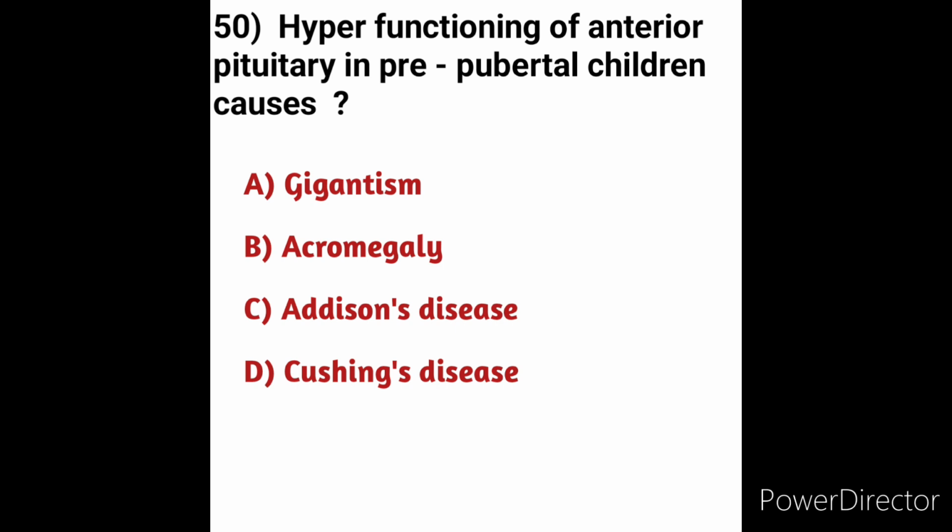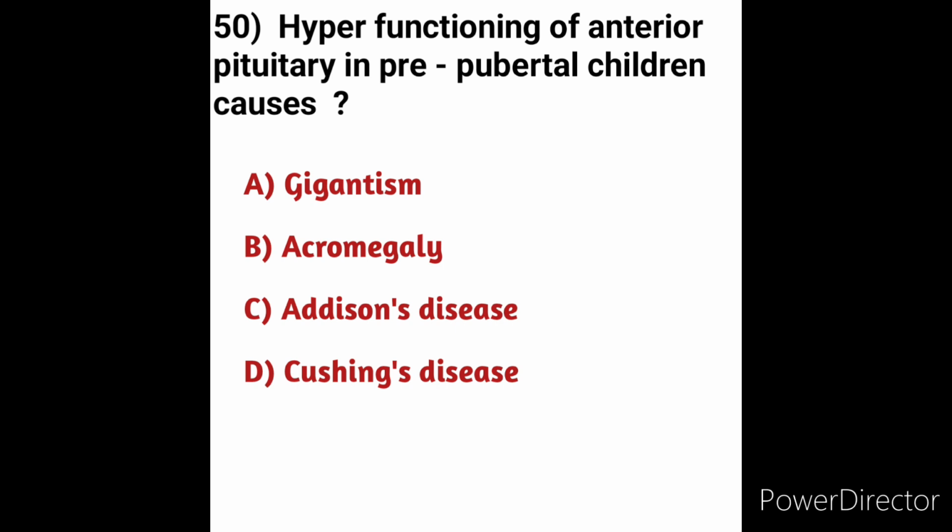Here we discussed gigantism. Next we will discuss acromegaly, option B. Acromegaly is a hormonal disorder that develops when the pituitary gland produces too much growth hormone during adulthood. During adulthood, the pituitary gland releases high amounts of the hormone, leading to acromegaly. Symptoms of acromegaly include an enlarged face and hands. This is acromegaly.